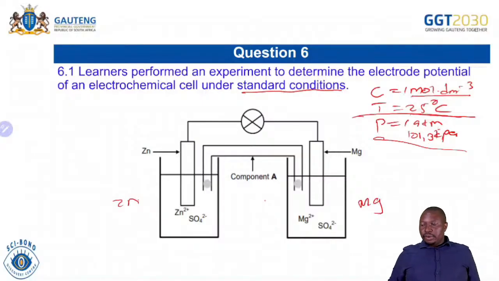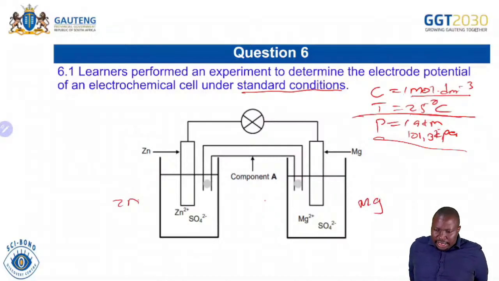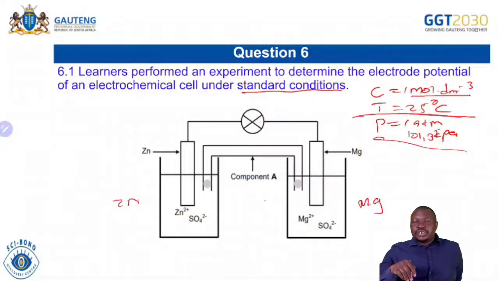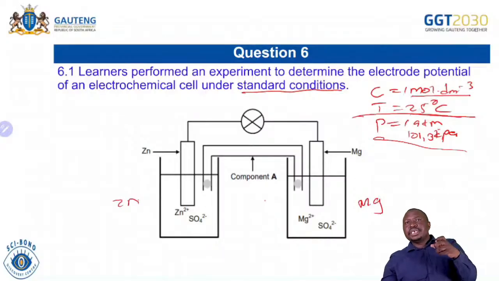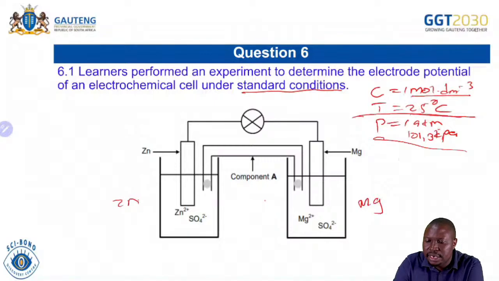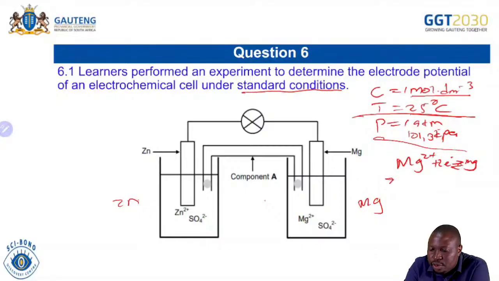So what is most important here for you to understand is where will the electrons move. Remember, when you look at table 4b, you will see that magnesium comes first. You have magnesium 2 plus 2 electrons, giving us magnesium. That's how it's written on the table. And then you have zinc 2 plus 2 electrons, giving us zinc. But now magnesium is minus 2,36, while zinc is negative 0,76.